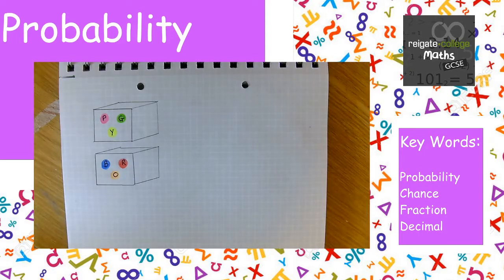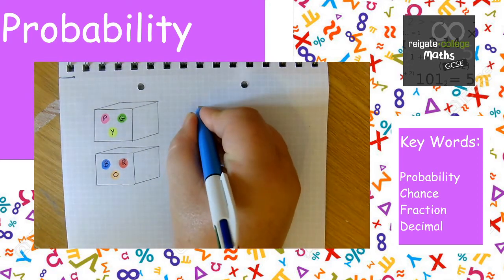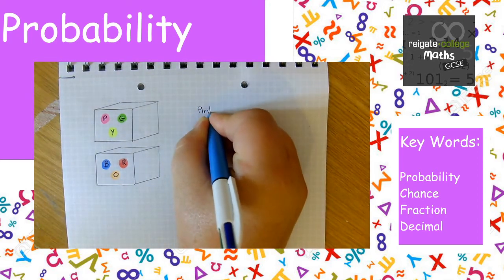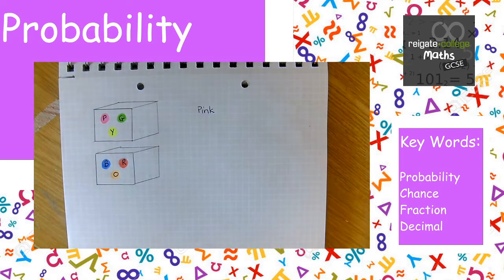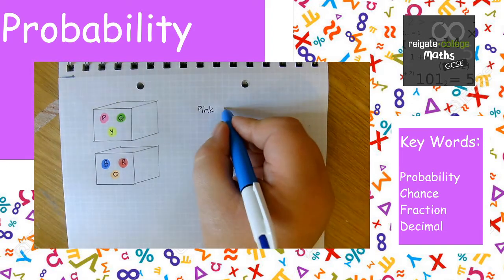Here I have 2 boxes with different coloured counters. I'm going to pull a counter out of each box, and I want to be able to list the different combinations that could be pulled at any one pull. I'm going to do this systematically. I'm going to pull a pink out of the first box. With that pink, I could pull any one of those other counters in the second box. I'm going to pull a blue out.